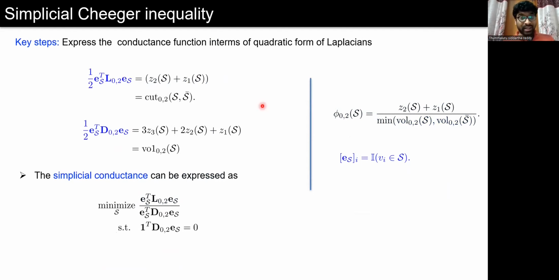Assuming ES is an indicator function that has 1 in the ith index if the vertex Vi is contained in S, we can express the cut in terms of a quadratic form of the Laplacian as follows. Similarly, we can express the volume of the set S in terms of a quadratic form of the degree matrix as follows. With these quadratic forms, we can express the simplicial conductance as the ratio of the quadratic forms of the Laplacian and degree matrix, and the constraint here avoids the trivial solution for the problem.